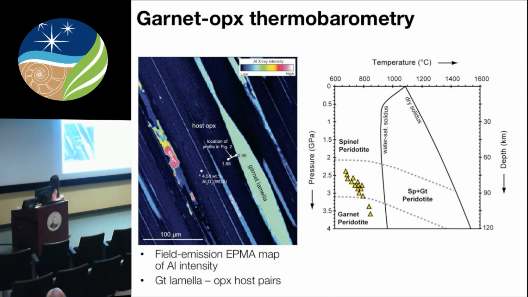So if we do that for various different garnet-OPX pairs, we get final pressures between 2.5 and 3.5 GPa, so that's almost as deep as 110 kilometers, and temperatures between 750 and 800 degrees, which are quite cool.